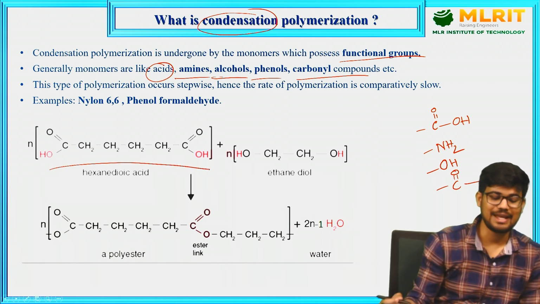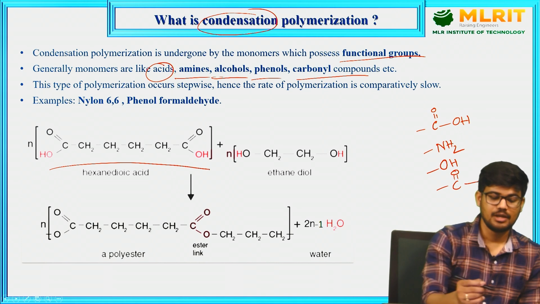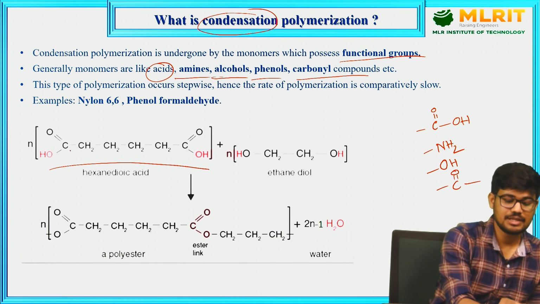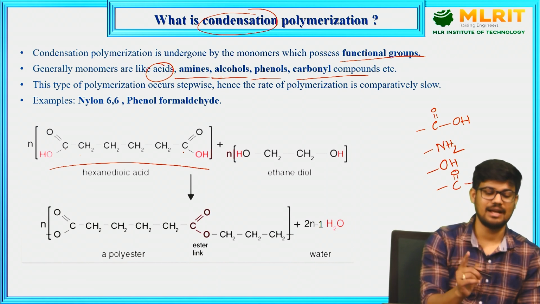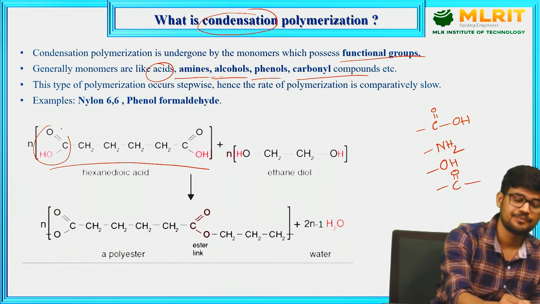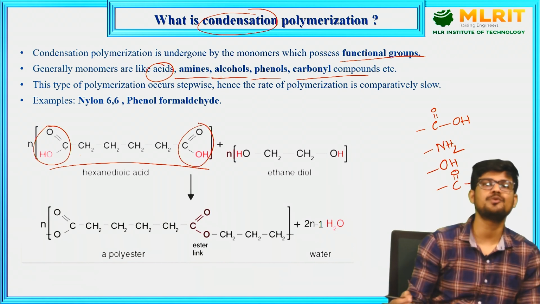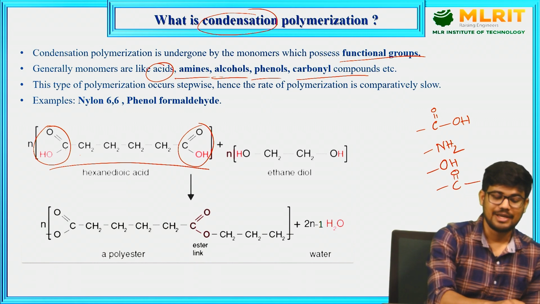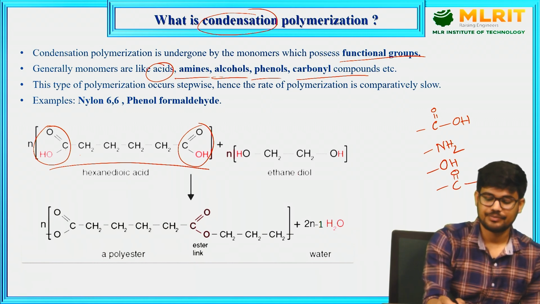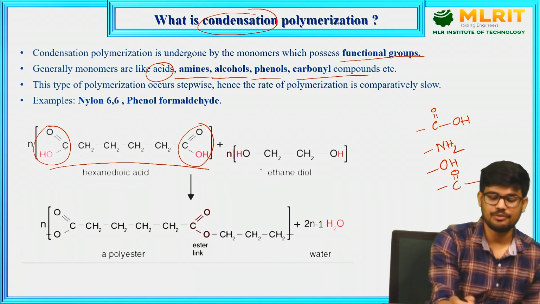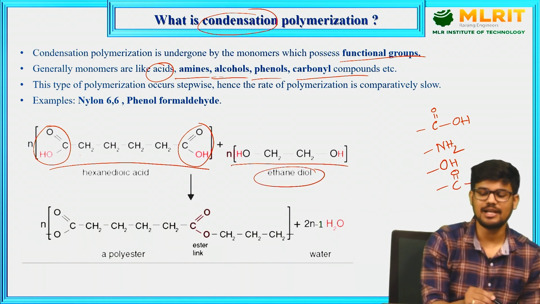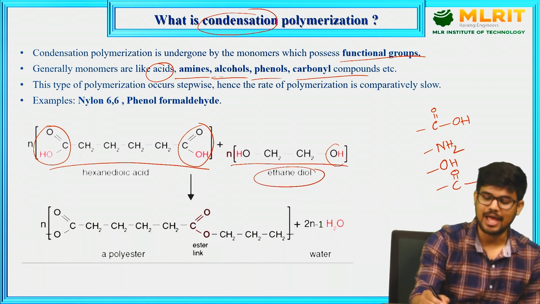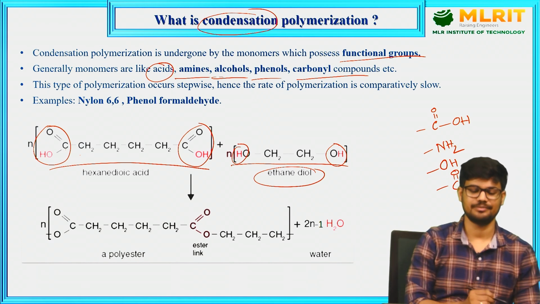So this is called hexane dioic acid. How many carbon atoms are there? 1, 2, 3, 4, 5, 6. 6 means hexane, and dioic means 2 acid functional groups are there. Hexane dioic acid. So this is one single monomer unit. This is another monomer unit. It is called ethane diol or ethylene diol. So diol means 2 alcohol groups are there, OH.